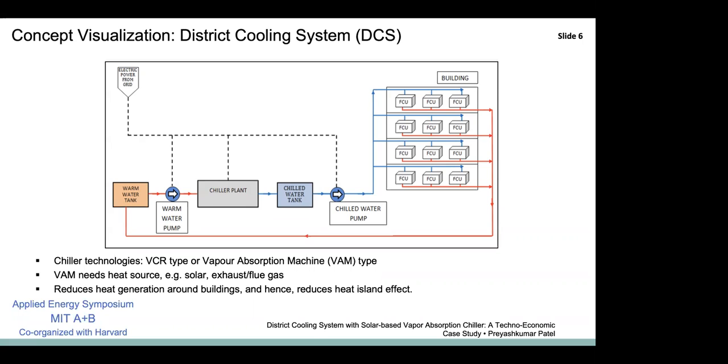A district cooling system can be used with either vapor compression refrigeration or vapor absorption refrigeration technologies. Unlike window and split air conditioning, it does not emit heat into the surroundings, therefore it reduces the heat island effect.